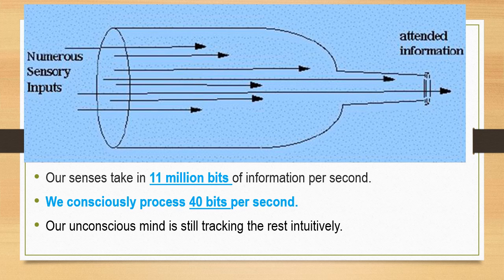You're not aware of it. Most of it goes into your unconscious. We're only consciously processing 40 bits per second. That could be the temperature of the room. Is the air conditioner on? Is there a cologne or perfume somebody is wearing?